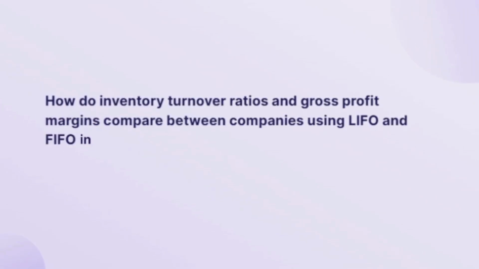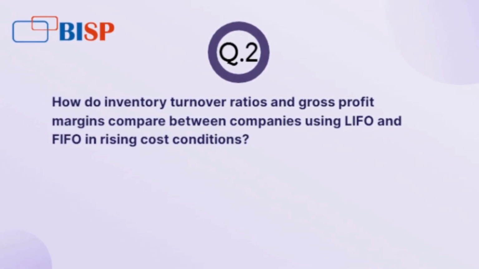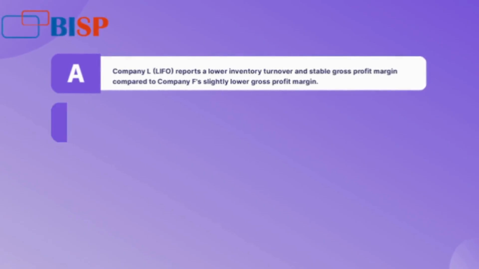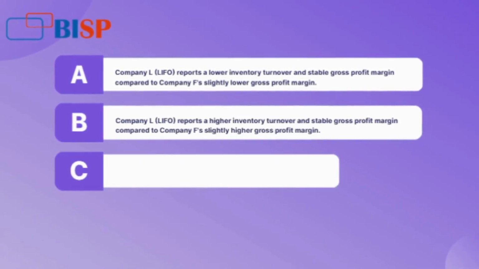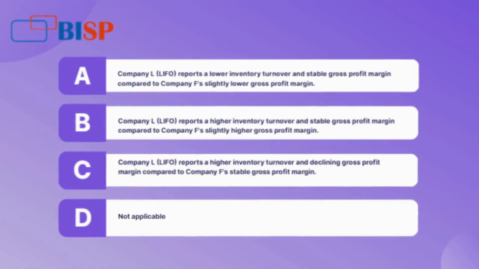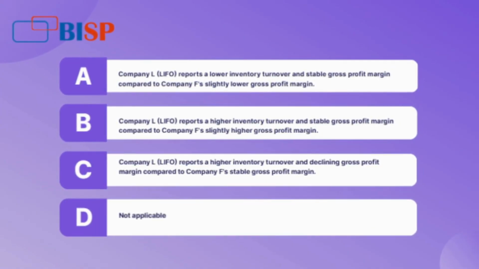How do inventory turnover ratios and gross profit margins compare between companies using LIFO and FIFO in rising cost conditions? A. Company L, LIFO, reports a lower inventory turnover and stable gross profit margin compared to Company F's slightly lower gross profit margin. B. Company L, LIFO, reports a higher inventory turnover and stable gross profit margin compared to Company F's slightly higher gross profit margin. C. Company L, LIFO, reports a higher inventory turnover and declining gross profit margin compared to Company F's stable gross profit margin. D. Not applicable.